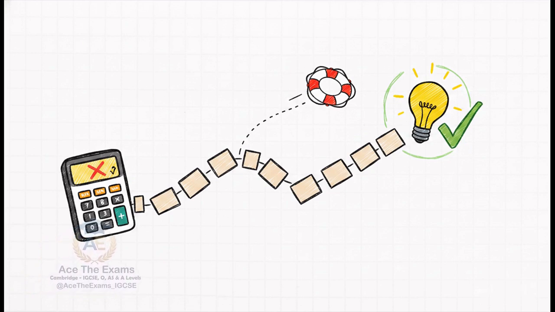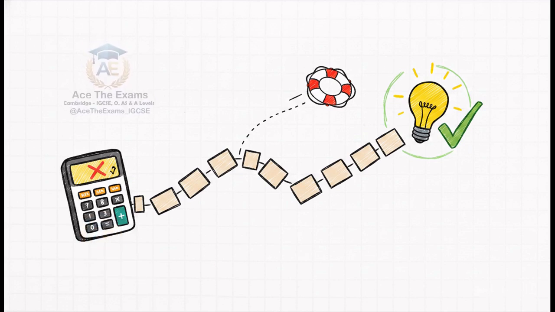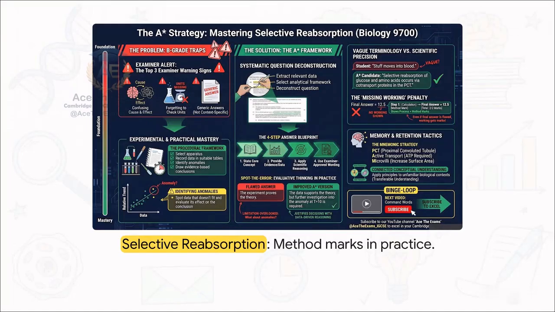But, and this is a huge but, you only get these lifeline marks if your thought process is clearly documented on the page. Let's look at this breakdown of selective reabsorption in the proximal convoluted tubule. Showing your calculation steps here literally secures critical marks. Notice that missing working penalty on the right side? If you just blindly write down final answer equals 12.5 with 0 steps shown, and it happens to be even slightly wrong, you get a 0, nothing. But if you clearly write out step 1, step 2, and so on, you capture those method marks.